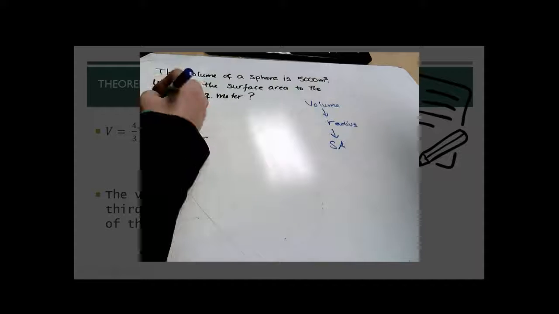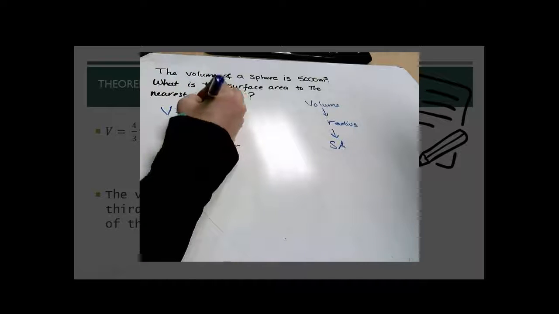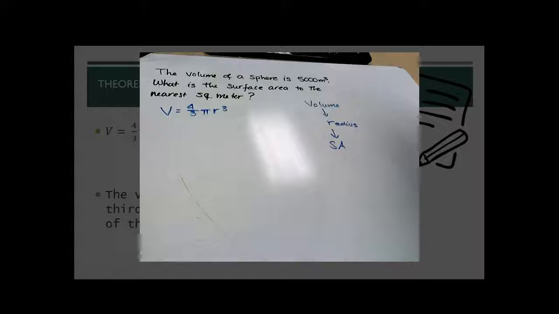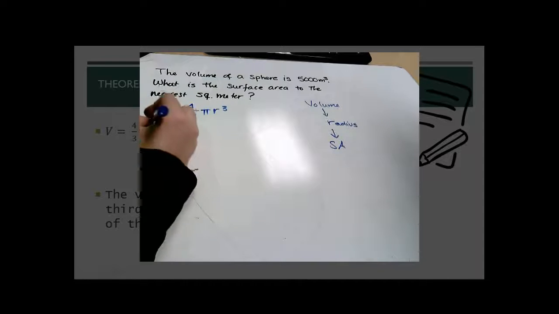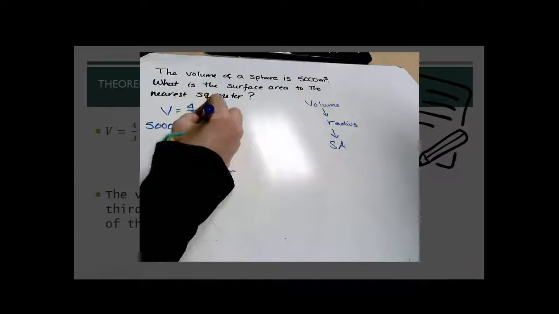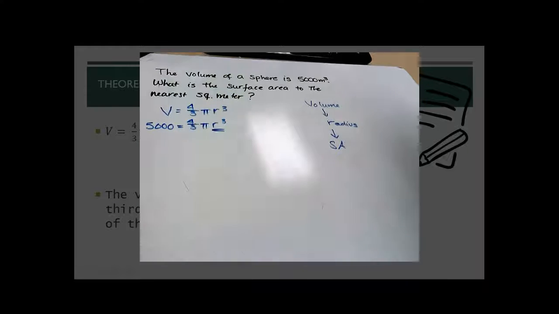So let's start with the volume. Volume equals 4/3 pi times the radius cubed. Same formula as we had before. The difference being this time that we already have the volume and we're solving for the radius. So this is our unknown.